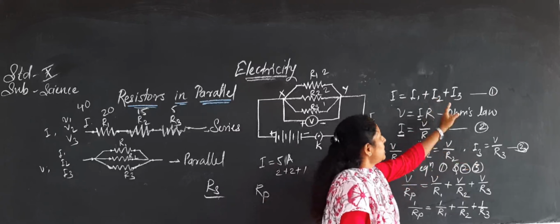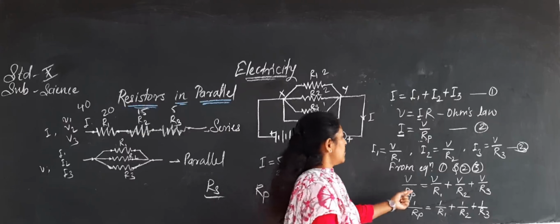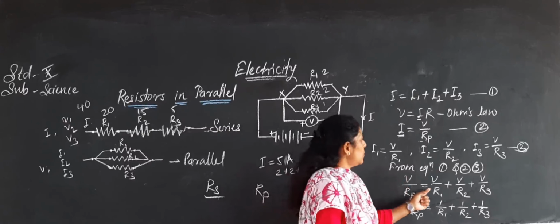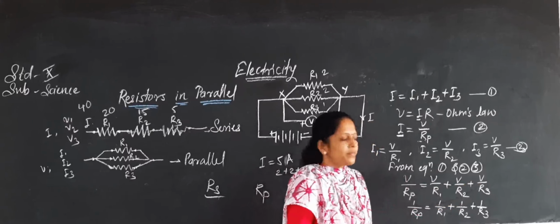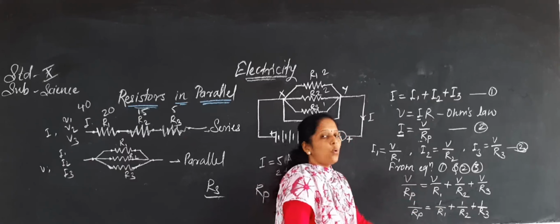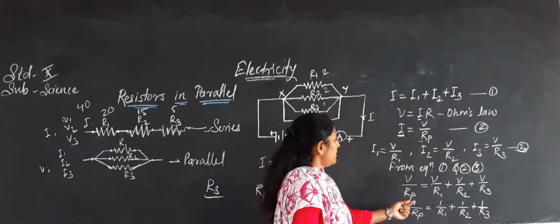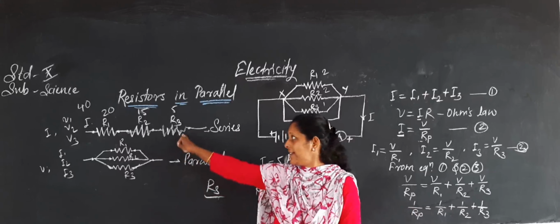Next, the I3 value you should insert there is V divided by R3. So V divided by Rp is equal to V divided by R1 plus V divided by R2 plus V divided by R3, as it is a reciprocal. Here the voltage is a common one. As yesterday we saw, the current flowing through the series is a common one.